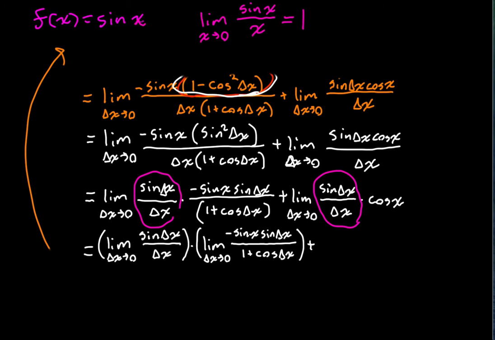We're adding the limit as delta x goes to 0 of sine of delta x over delta x, times the limit as delta x goes to 0 of cosine of x.